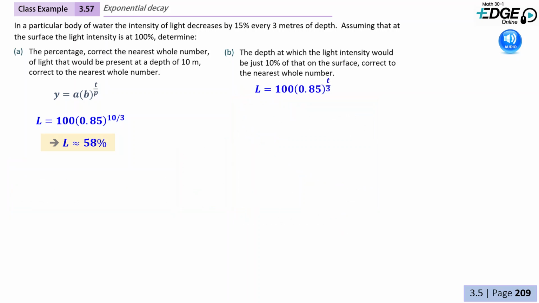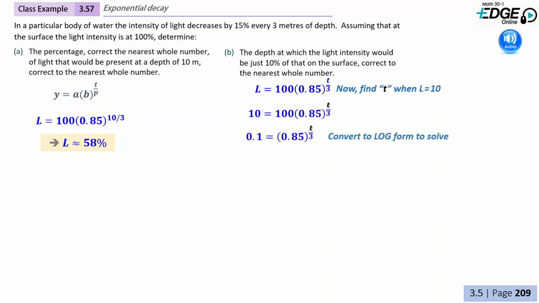Okay, B. The depth at which the light intensity would be just 10% of that on the surface, correct to the nearest whole number. So in this case, we want to find T when L is 10%, or is 10. So we divide both sides by 100. And then we'll convert this to a log form to solve for T.